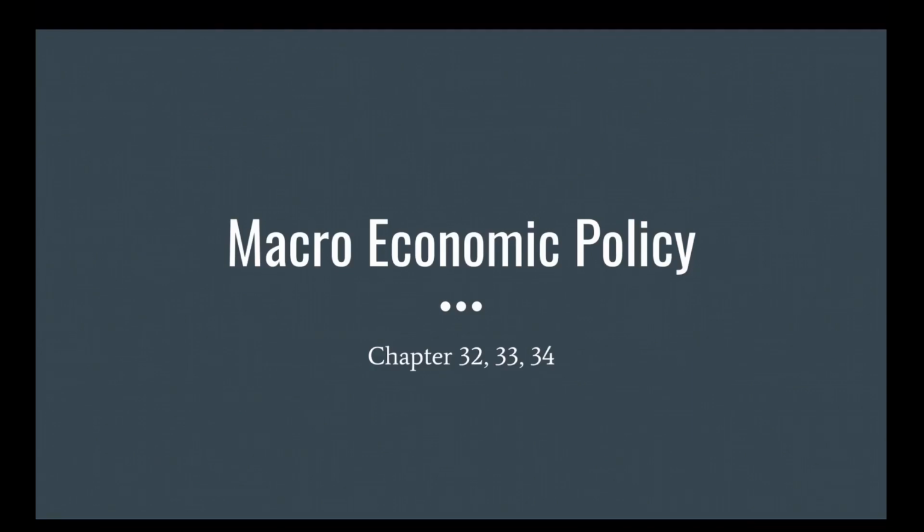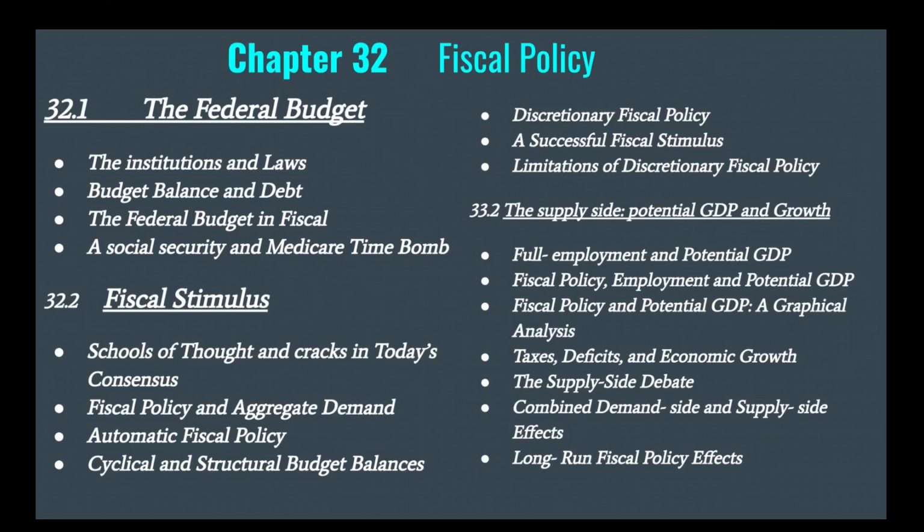Macroeconomic policy, chapters 32, 33, 34. Chapter 32 Fiscal policy. 32.1 The federal budget. The institutions and laws, the budget balance and debt, the federal budget in fiscal, a social security and Medicare time bomb. 32.2 Fiscal stimulus. Schools of thought and cracks in today's consensus.